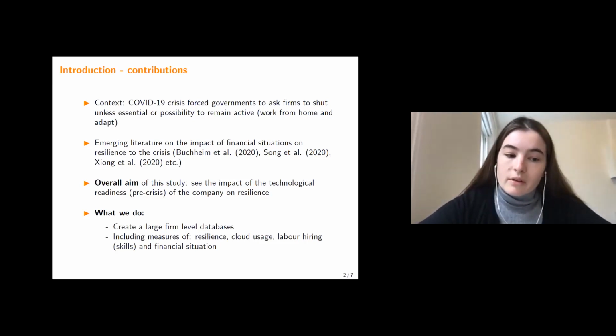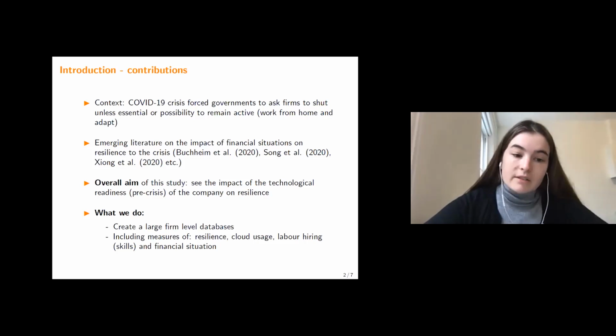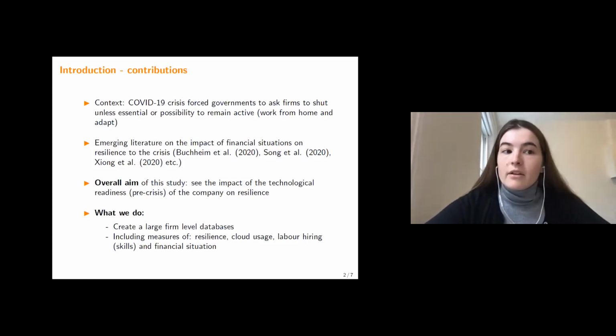So what we want to look at is that companies in the non-essential sector had two decisions to make. Either they were just closed until further notice, until the business could go back to normal, or they could adapt and maybe shift their workforce to work from home or adapt the business. For example, a restaurant that only did dining in could adapt and do some delivery service. So here we contribute to the literature.